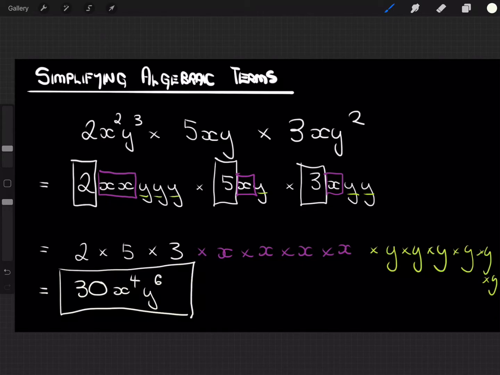Now you might notice that we've used something called the index laws, or you could use the index laws to make this really quick for you. You should have done index laws in previous maths classes, but that will be something we will come across very soon to help you, okay?